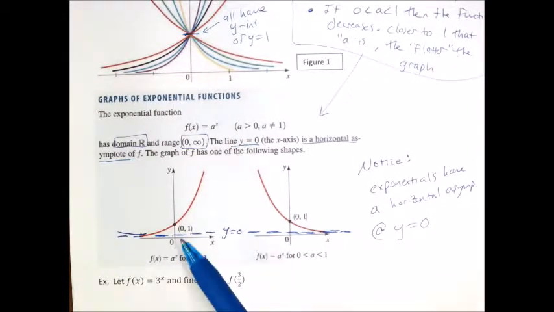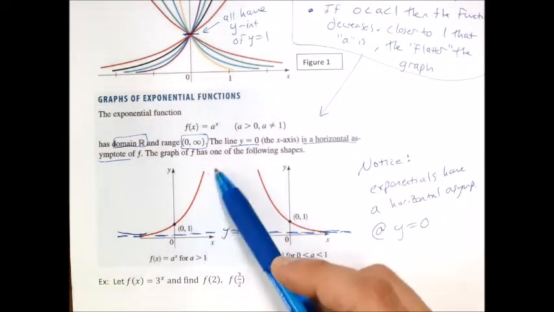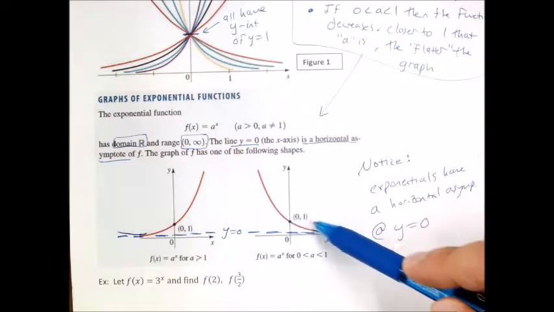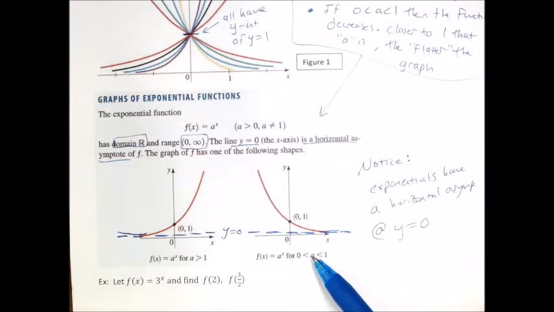And the one on the left here is showing us an increasing function, and so this must mean that a is bigger than 1, just like we just said. And the one on the right is a decreasing function, and so that must mean a is between 0 and 1, again, like we just said.